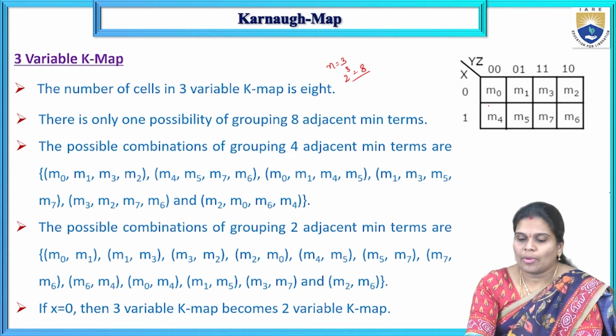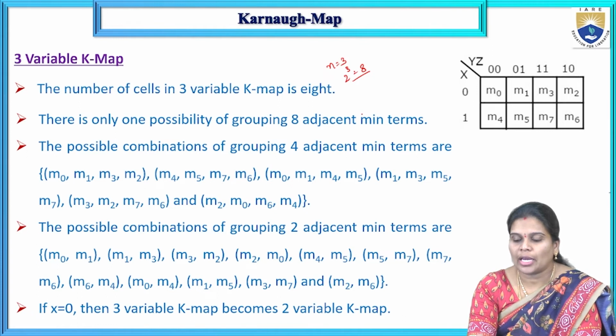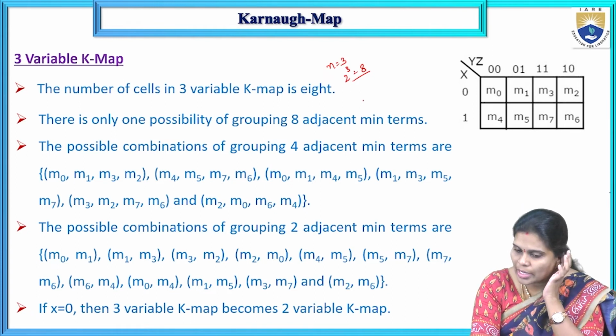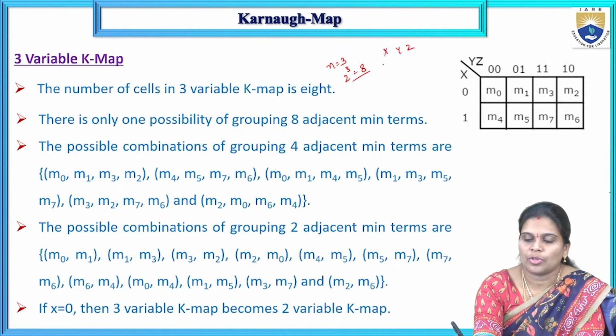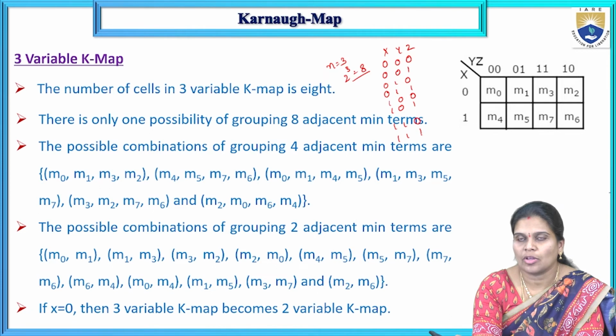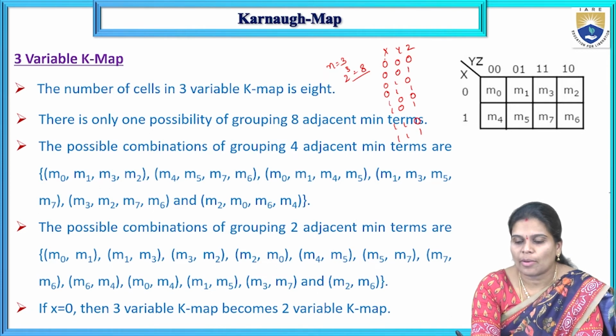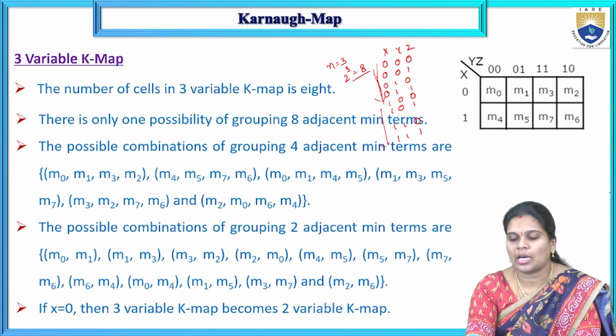For example, if n equal to 3, if you write the truth table, x, y, z are the inputs. The values are 000, 001, 010, 011, 100, 101, 110 and 111. Observing the x variable, continuously here we have zeros, and continuously here we have ones. That is why on the horizontal side we take the zeros and ones. In y and z also there are zeros and ones only.